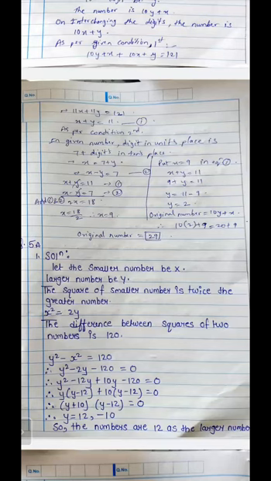Okay, the difference between squares of two numbers is 120. The square of the smaller number is twice the greater number. Find the numbers. So now, in this, let the smaller number be x and the larger number be y. It is given that the square of the smaller number is twice the greater number, that is, x square is equal to 2y.